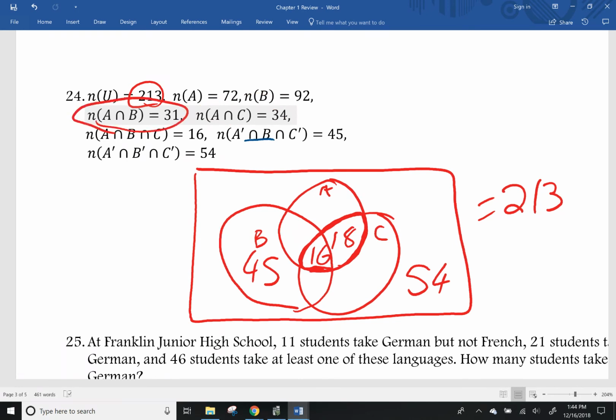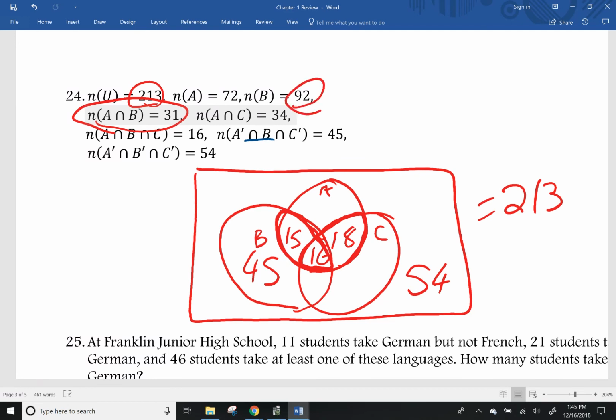A intersects B. So that's the football shaded region here that overlaps A and B. Is 31. Again, I already know 16 of them. So the remaining must be 15. And now if you combine 15 and 16, that shows us 31 elements between A and B.